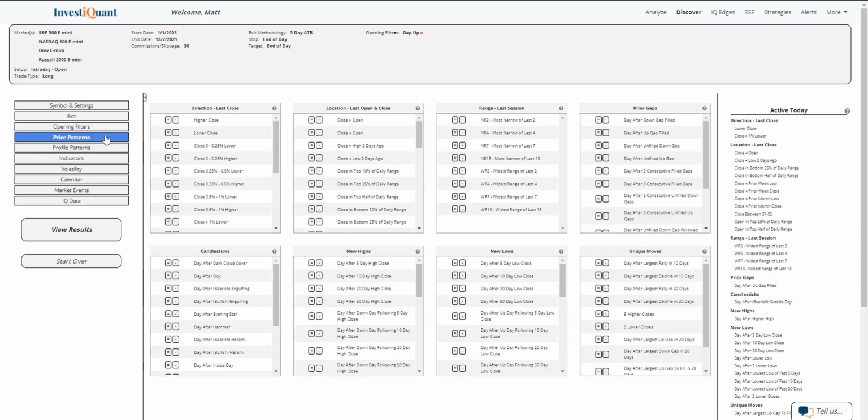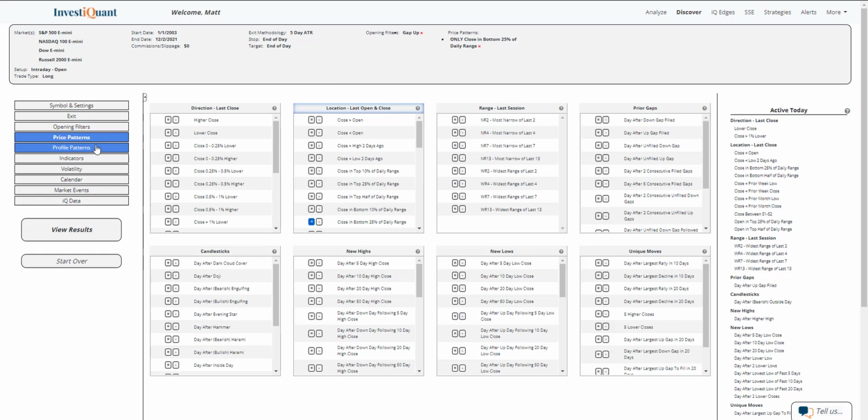The next thing I'm going to do is go to the price pattern. I'm going to say that yesterday closed down near the lows of the session. You can grab that from the active today. So over here, you can just click on close in the bottom 25% of the daily range. That comes from the location of the last open and close right here. And now I've got that selected.